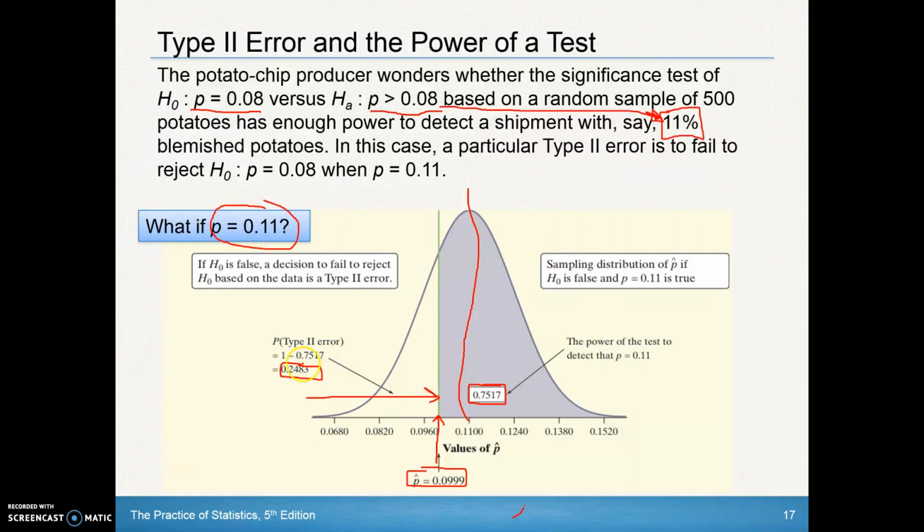Back over here, this is what's called the type 2 error, the probability of failing to reject the null when it was false. If you look back, that's where the 0.08 was. We're saying, well, yeah, I probably would have rejected that original because it was close to it. But if the value is really 0.11, I'm making some huge mistakes in assuming that. That's what the type 2 error is. And up here, 1 minus that type 2 error is the probability, or the power, to detect with the test.